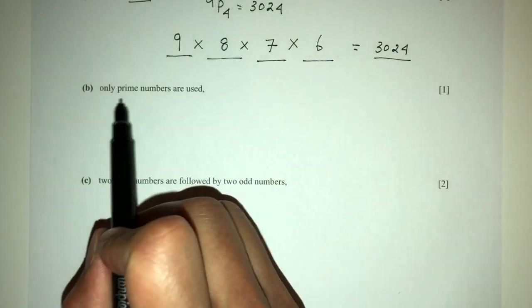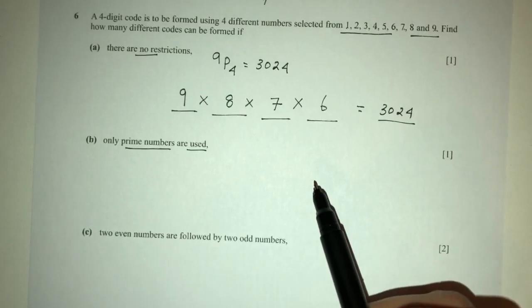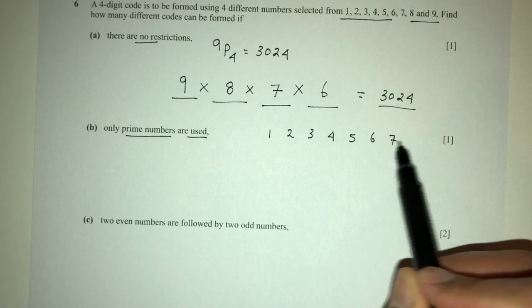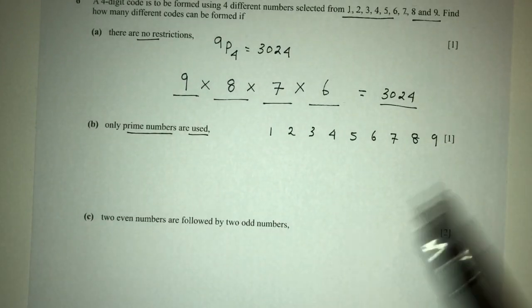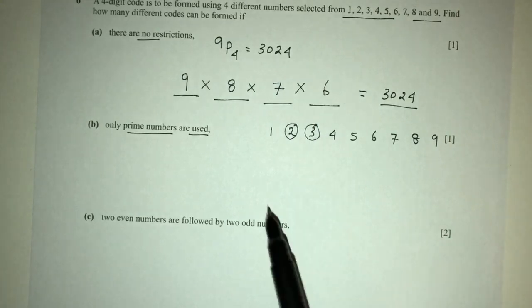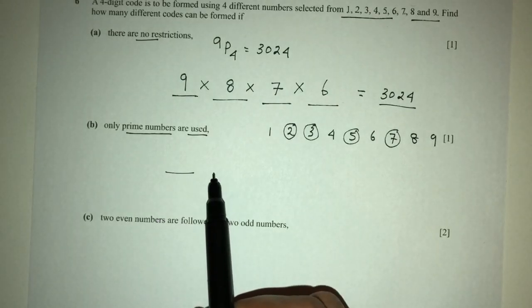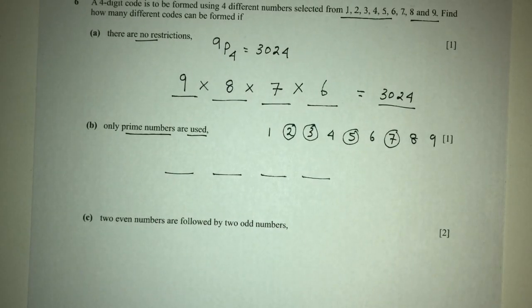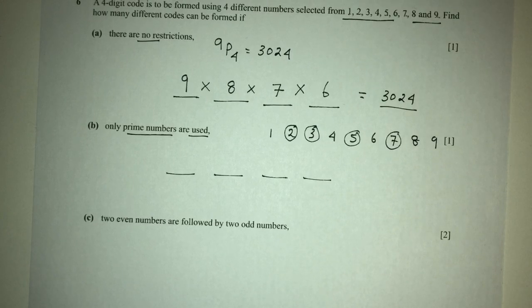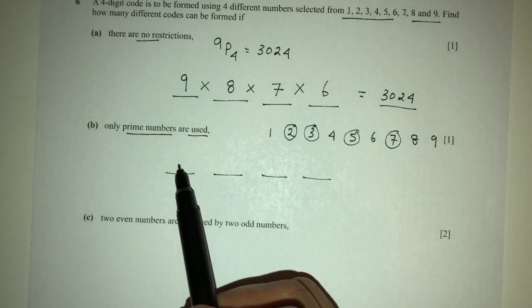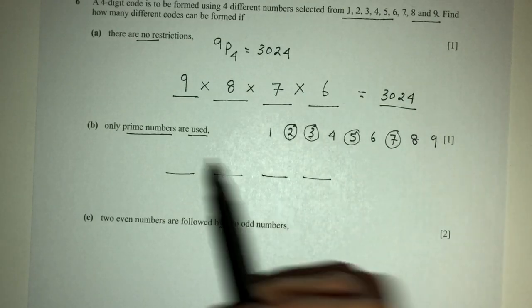Now part B, only prime numbers are used. If you observe, we have 1, 2, 3, 4, 5, 6, 7, 8, 9. So prime numbers, we have 2 is prime, 3 is prime, 5, 7 is prime. So we have 4 prime numbers. So how many choices do we have? If you observe, from the 9 numbers we have only 4 prime numbers, and we need to choose 4 numbers to form that code. So for the first choice, I can choose this, this, or this. So I have 4 choices.